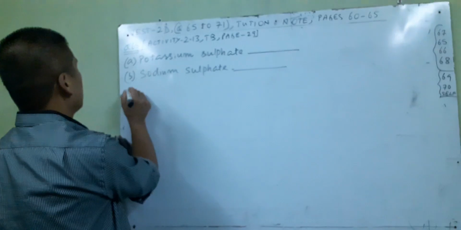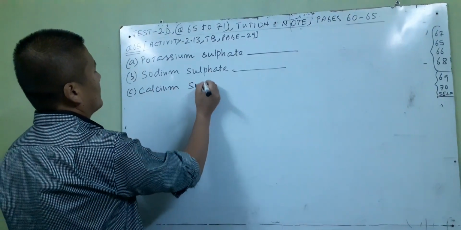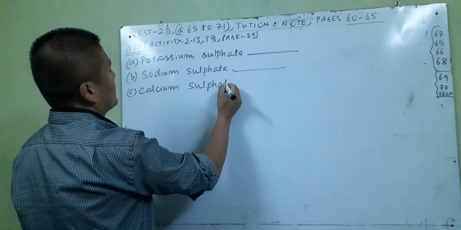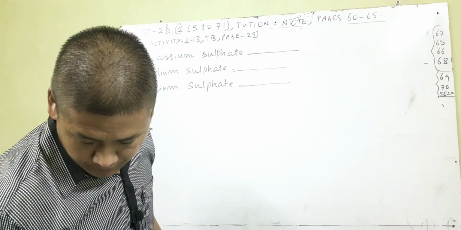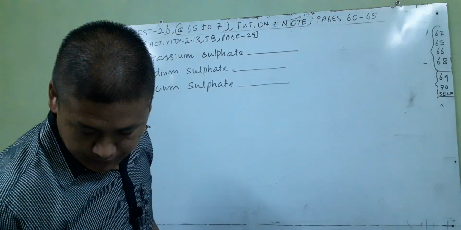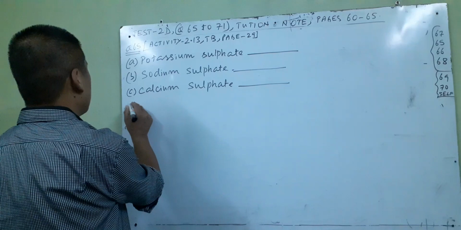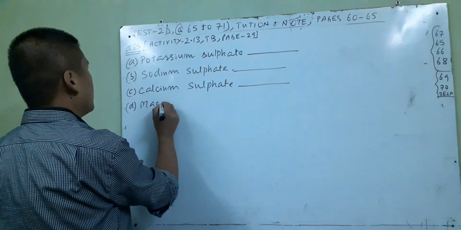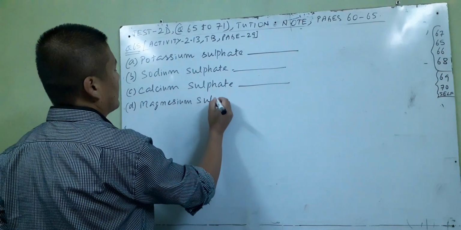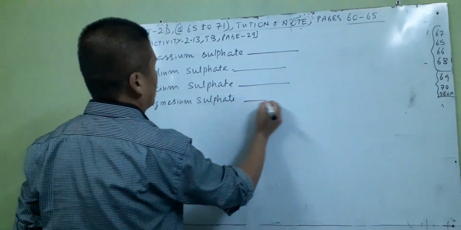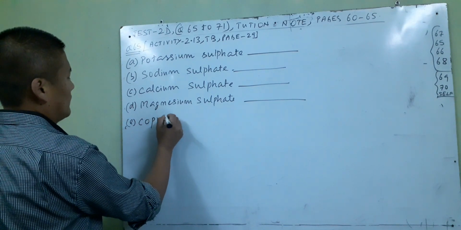So C, calcium sulfate. Then the next one is potassium sulfate, sodium sulfate, calcium sulfate, magnesium sulfate, copper sulfate. So D, magnesium sulfate, and then E is copper sulfate.